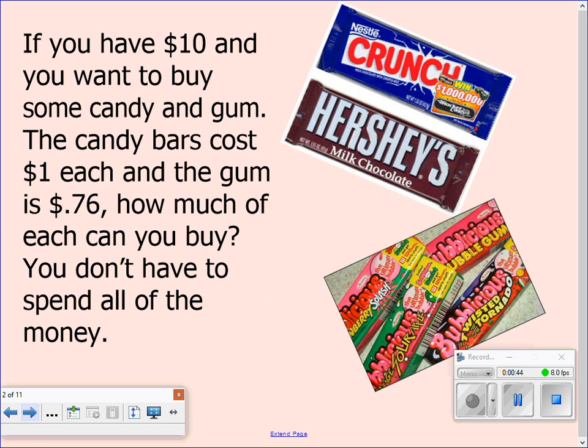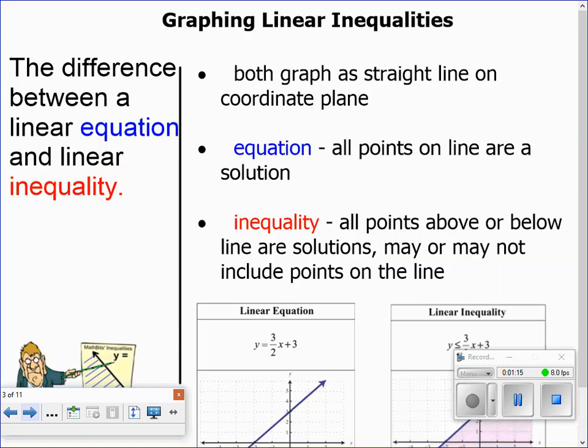Remember that you don't have to spend all the money, and maybe you just want to buy gum, or maybe you just want to buy candy bars. Well, if you're buying gum, you could spend up to $10 on gum. If you're buying candy, you could spend up to $10 on candy. So you're not limited to specific amounts, but you have a range, a boundary, a plane of options that you could have. To represent this situation, we would represent it using inequalities.